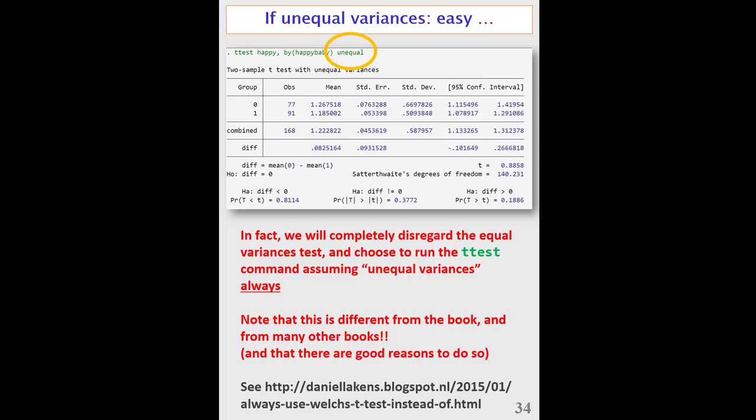Why are we still allowed to use the t-test if the variances are unequal? First of all, if these variances are unequal, then you're still allowed to use the t-test. The only thing is that you have to take into account this extra option over there, so you have to tell Stata that the variances are unequal. And it is even easier than that, because since, let's say, 5 or 10 years or so, we know that it's actually better to forget about the whole testing of equal variances and simply type this always.